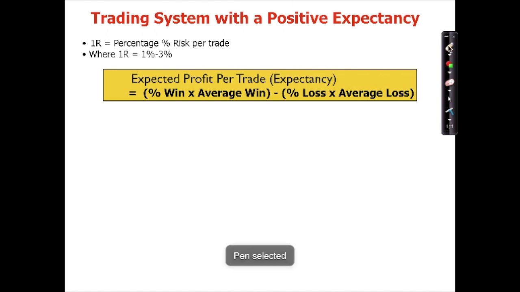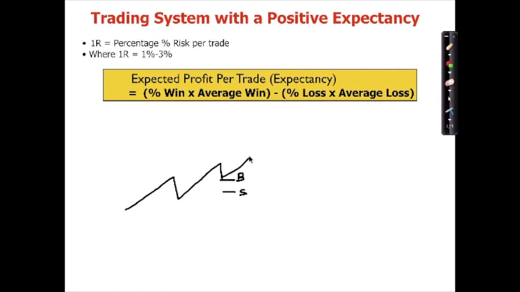One style of trading which I showed you earlier on would be, for example, when you place a buy order over here and a stop loss over here, and you exit somewhere over here. So you're risking 1R to make 2R. We call that a swing trade.